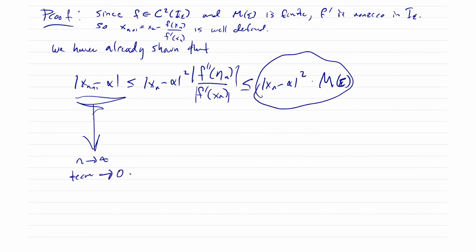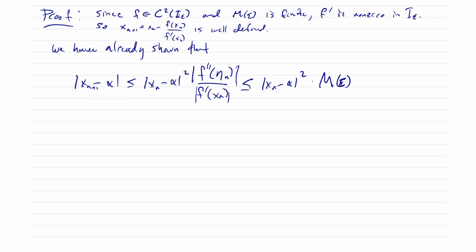Right. And so the way that we do that is this. So we start with, basically consider x naught, which started in I epsilon. X naught started in I epsilon means that the absolute value of x naught minus alpha is less than epsilon. That is the definition of what it means to be in I epsilon.